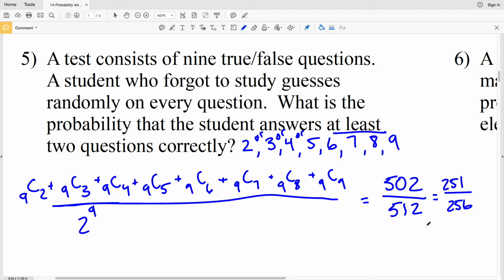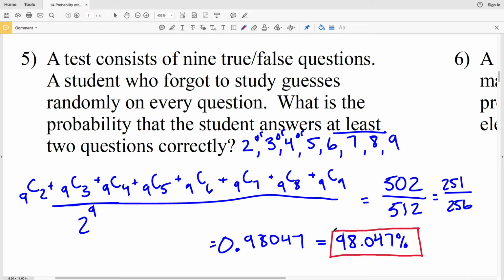And 251 divided by 256 is equal to 0.980468, which rounds to 47. But turning that into a percent, moving the decimal place over twice, that's 98.047%. So the student has roughly a 98% chance or 98% probability of getting at least 2 questions correct.